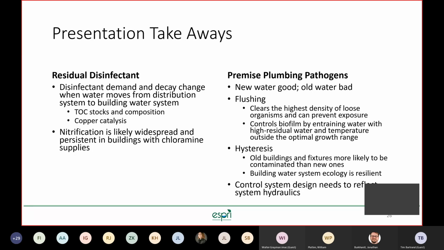And control system design needs to reflect the system hydraulics, and that relates to thinking through the dispersion in the system and particularly what happens in storage. And with that, I will turn it over to the next speaker.